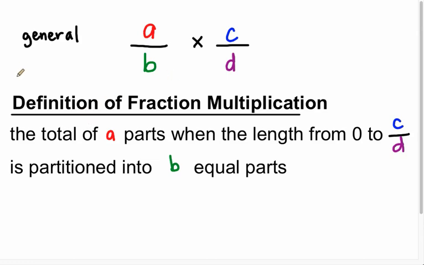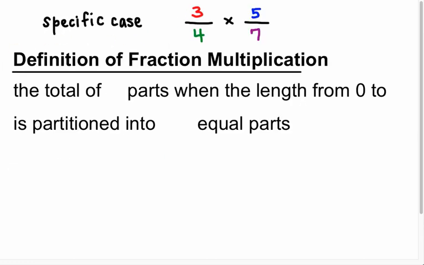All right. Let's go to a specific case, because I think that this general definition might be a little confusing until you see it actually in play with some specific numbers. So as you can see here, I don't have the A Bths times C Dths. I've actually told you what the whole numbers A, B, C, and D are. So this fraction is 3/4 times 5/7. Anytime you get specific numbers, we call this a specific case of the definition of fraction multiplication.